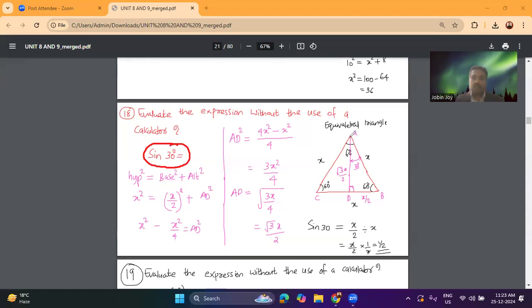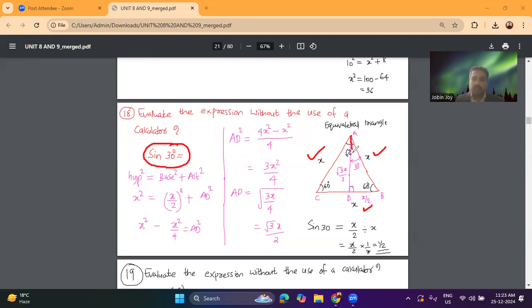Okay. So you are calculating the sine 30. Draw an equilateral triangle like this. We know what an equilateral triangle is. Equilateral triangle means all sides are equal, right? See, this side is x, this side is x, this side is x. And there are three angles, each angle is 60 degree. So total angle is 60 plus 60 plus 60, 180 degree.